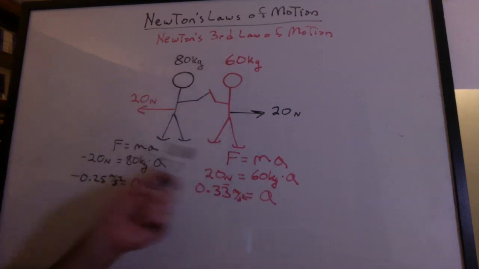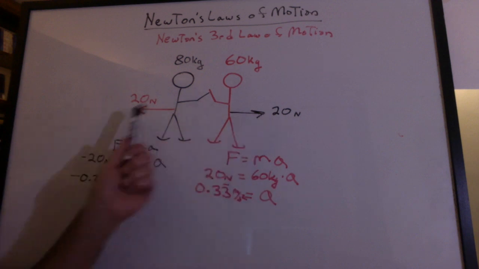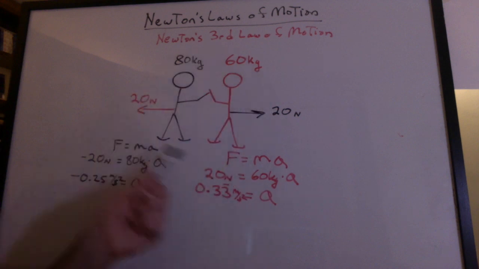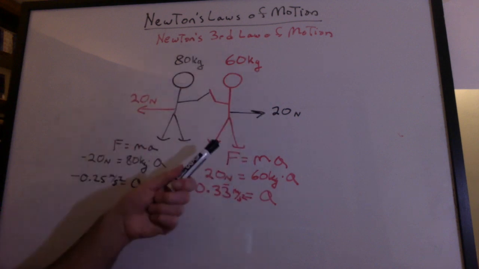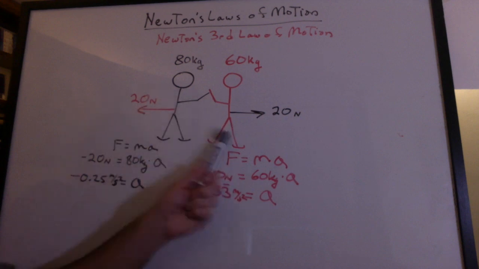So what happens to the center of mass? What happens to the whole system? Does it accelerate anywhere? The answer is no. These are internal forces, and on the entire system, they cancel out. So the system can't accelerate anywhere, but individual components can.